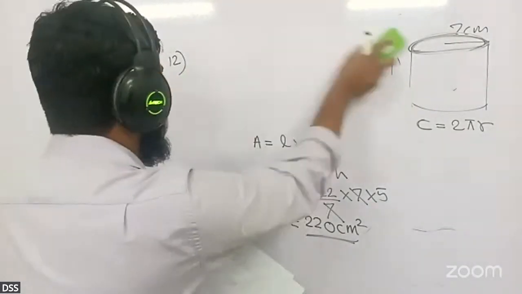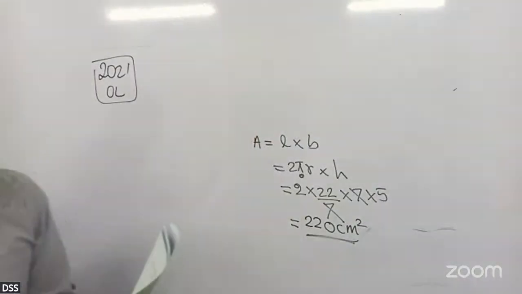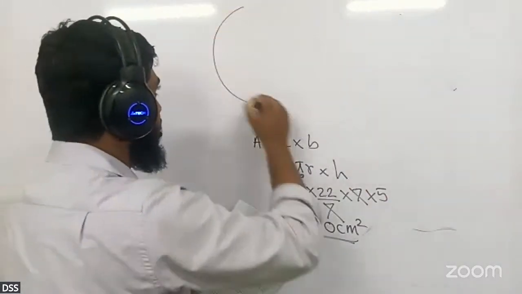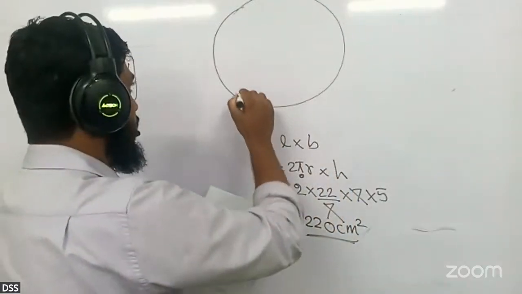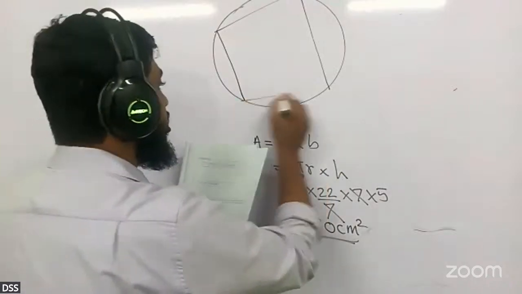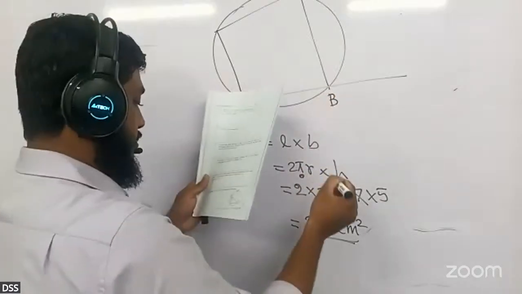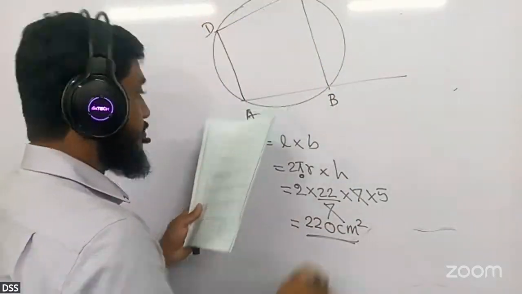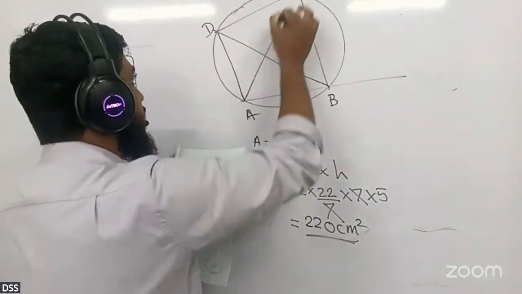Now the 12th one is okay. Now we'll go for the 13th one. In the 13th one, you have a circle here. In this circle, you have something like this. You have A here, B here, C here, D here. Then like this, then like this.